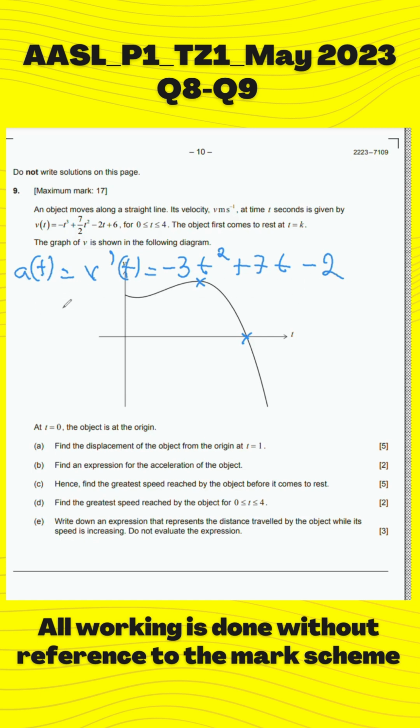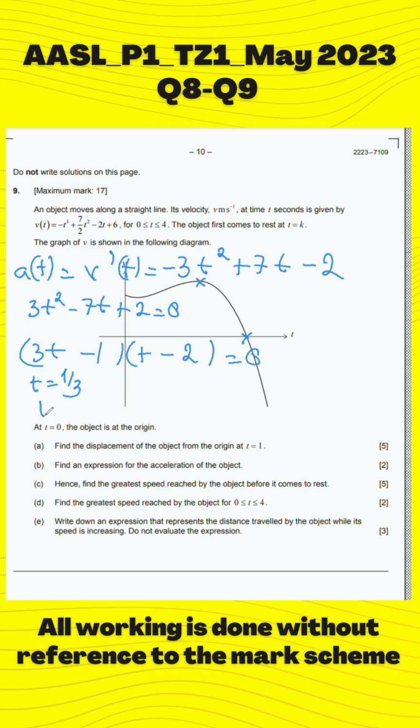So let's change the sign to make it easier to solve. So 3t squared minus 7t plus 2 equals 0. Okay, it will be 3t here, t here. Let's solve this one by grouping. So multiply to get 2, so negative 6 and negative 1 add to negative 7. So correct. So t will be 1 over 3 and t will be 2.